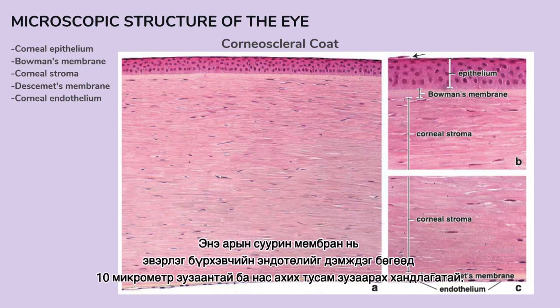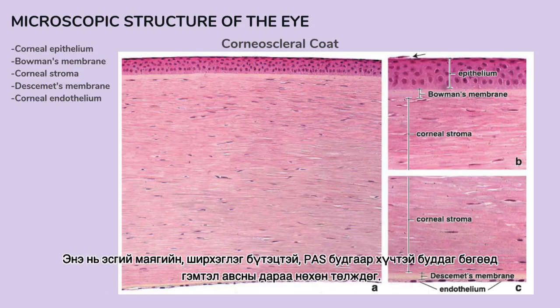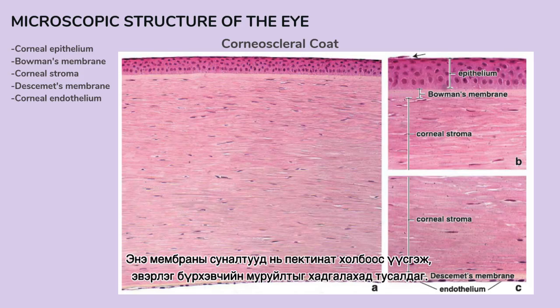And as for Descemet's membrane, this posterior basal membrane supports the corneal endothelium, and it's about 10 micrometers thick and increases with age. It has a felt-like fibrous structure, stains strongly with PAS, and can regenerate after injury. Extensions of this membrane form the pectinate ligament, helping maintain corneal curvature.